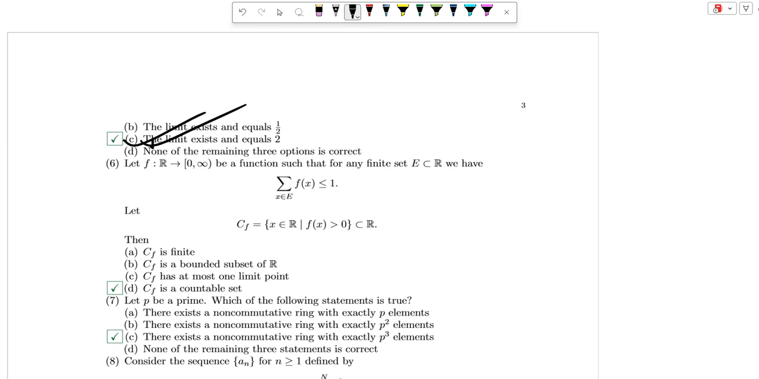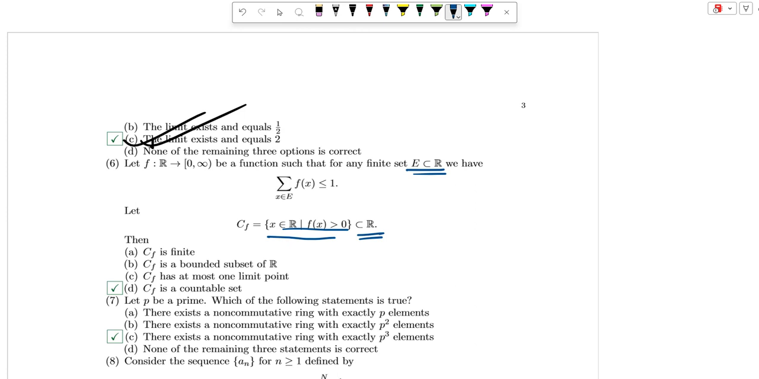Now let's proceed to question number 6. A function is given such that for a subset E of R, the summation of f of x is less than or equal to 1. Let CF equal to this set. Then what is CF? Finite, infinite, bounded, or none of the above?